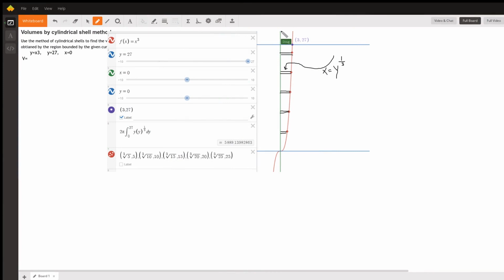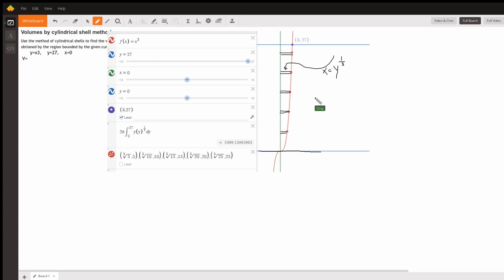The region between the lines x equals 0, which is the green line, the graph of y equals x cubed, which is the red line, and y equals 27, which is this blue line. And we're asked to use the method of cylindrical shells. When you're using the cylindrical shell method, you want to have your typical thin shell parallel to the axis of revolution. And we were told the x-axis is the axis of revolution.